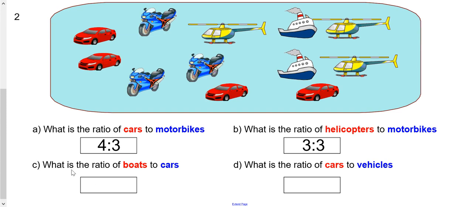Okay, part C, what is the ratio of boats to cars? You can see there are 2 boats and 4 cars, so it would be a ratio of 2 to 4. And finally, what is the ratio of cars to vehicles? Well, there are 4 cars here, and the vehicles are all of the things here. They're all vehicles. So in total, if you count them all up, there's 1, 2, 3, 4, 5, 6, 7, 8, 9, 10, 11, 12. So the ratio of cars to vehicles is 4 to 12.